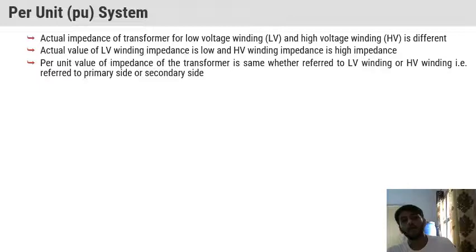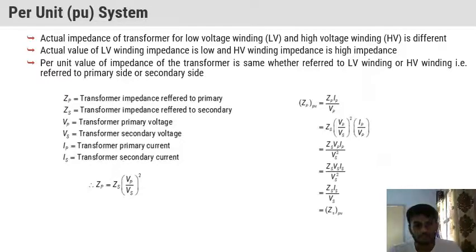Per unit value of impedance of a transformer is the same whether it is referred to the LV winding or the HV winding. So this is another advantage of the per unit system, that you don't need to calculate or convert when you refer the system from LV to HV or HV to LV. This is also a very important advantage. These are some calculations.